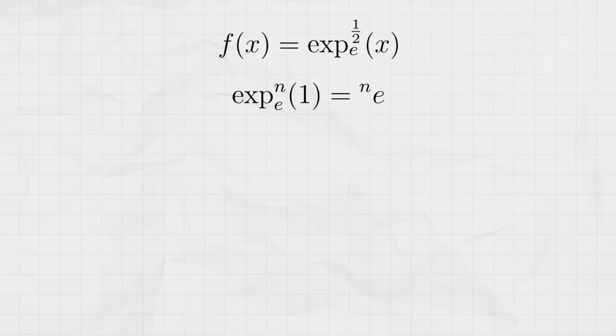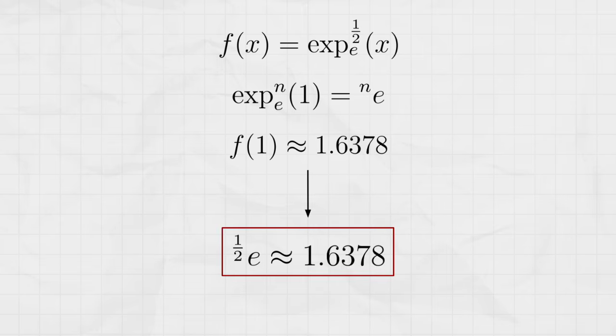Now, recall that f of x is a shorthand for exp base e to the 1/2 of x. And we found earlier that exp base e to the n of 1 is equal to the nth tetration of e. And finally, we just found this approximate value for f of 1. So we can conclude that the 1/2 tetration of e is approximately equal to 1.6378. We've done it. We found a way to extend tetration to the rational numbers, or at least 1/2.